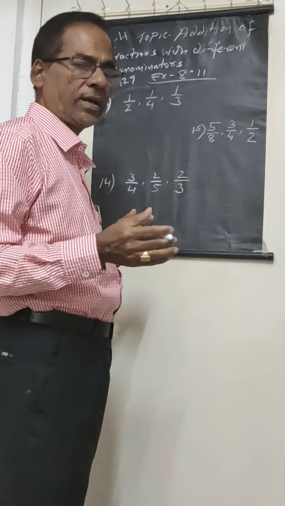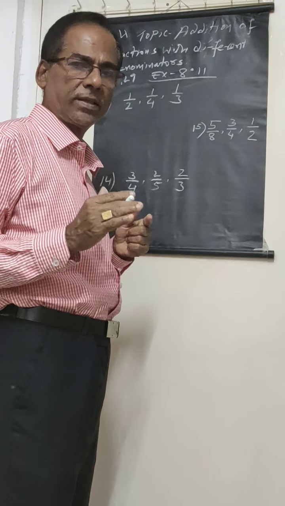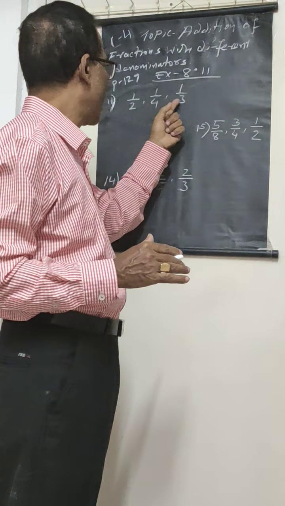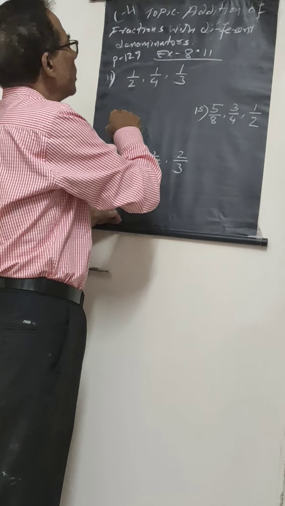So actually what I am doing is the LCM only, but we are doing it by this method. You have to convert all these three numbers so that all are in one multiplication table. If you multiply 2 into 3, that is 6, but in the 6 table, 4 is not there.